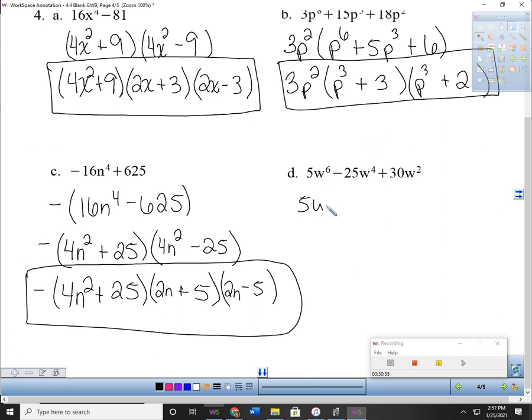w squared. So 5w to the 6th divided by 5w squared is w to the 4th. Negative 25w to the 4th divided by 5w squared would be negative 5w squared. And 30w squared divided by 5w squared is 6. So if I'm looking at this, I've got a 4. This is half of 4, right? And then I don't have a variable, so I can go ahead and factor that.